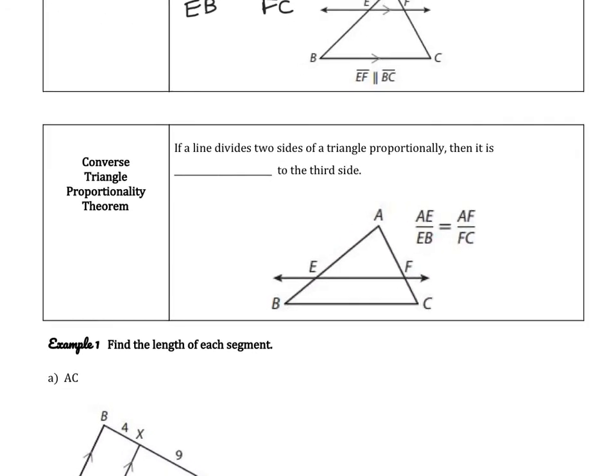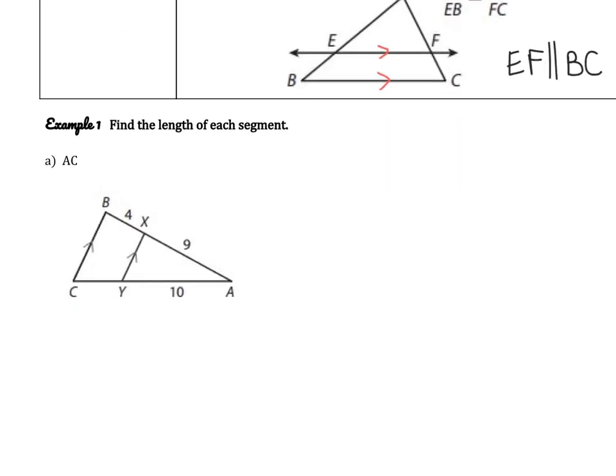Okay, so the converse of the triangle proportionality theorem, remember, states the exact opposite, or the reverse order. If a line divides two sides of a triangle proportionally, so if it's proportional, then it must be parallel to the third side. So if we look at this and we test these proportions, we test that AE over EB is equal to AF over FC, and they are proportional, then that means that EF would be parallel to BC.